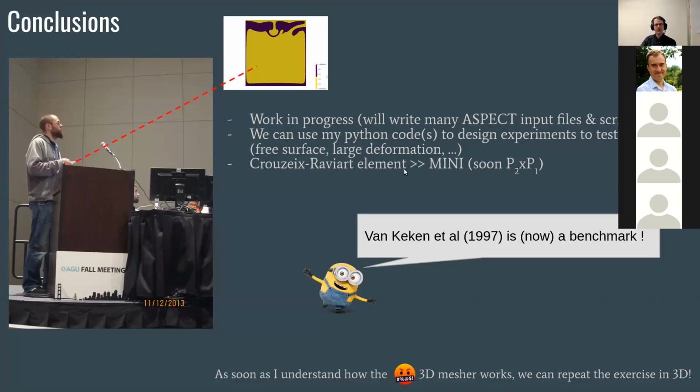Obviously, I found that the Crouzeix-Raviart element is much better than Mini, and soon I'll be running P2P1, like the Thieulot version of it. I would dare to say now that van Keken et al. 1997 is a benchmark. At least I hope to have convinced you that it is a possibility. And as soon as I understand how the 3D measure works, we could repeat all kinds of exercises like this in 3D. So if you want to benchmark your free surface or large deformation of some kind, I'm pretty willing and interested, because I think we have an interesting methodology here. So that's it for me.